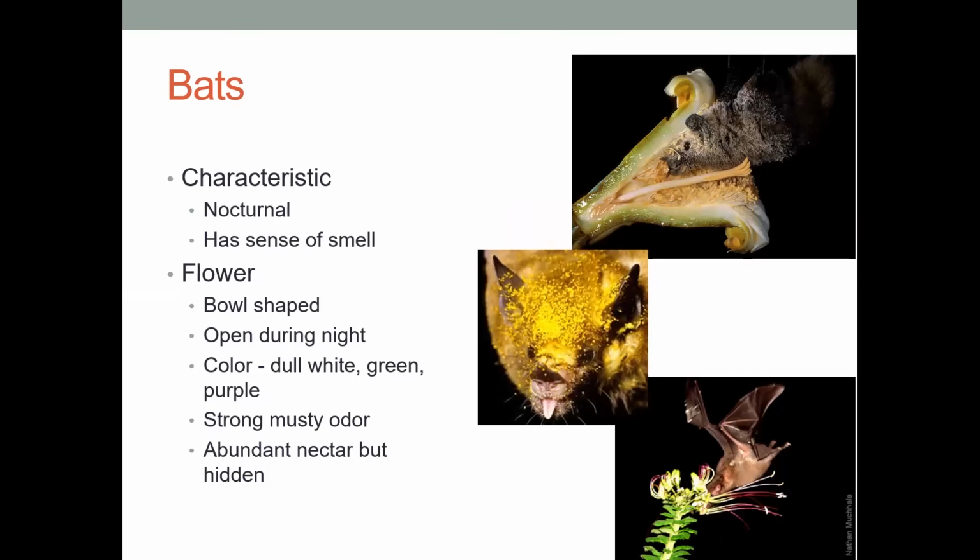Now we're going to talk about a couple animal pollinators, because there are flowers that specialize with animals. So first we're going to talk about bats. And remember, bats are nocturnal, so these flowers usually open at night. And bats have a very strong sense of smell. So these flowers usually let off some sort of scent. The flowers are more bowl-shaped because now we have a much larger organism that needs to be pollinated. And typically, the odor that is released is more of a strong, musty odor, which attracts the bats.